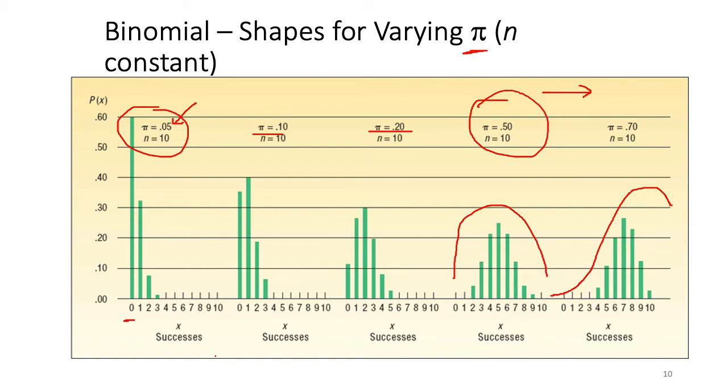And if we had a probability of success of 0.95, we would have almost an exact mirror image of the pi of 0.05 component here, except it would be on the other side of the distribution, with the same type of skew except in the negative direction, with the highest bar being at 10 instead of at 0.